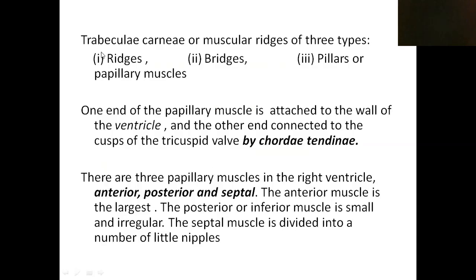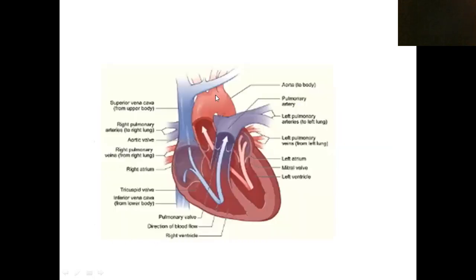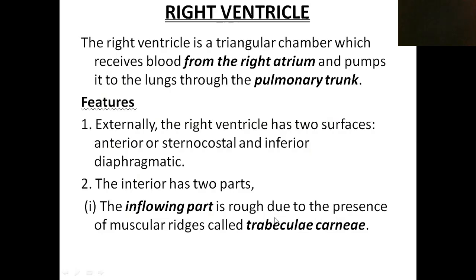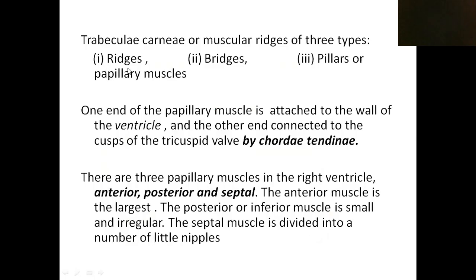In the trabeculae carneae, those muscular ridges, mainly three types are there: ridges, bridges, and pillars or papillary muscles. Some of them are ridges, muscular elevations; some of them are bridges; some of them are pillars or papillary muscles. Okay, we have to go through the papillary muscles in detail. So first of all, what is meant by trabeculae carneae? Elevations seen in the ventricle are known as trabeculae carneae. Basically, three types of elevations are there: pillars, pillar-like or papillary muscles, then bridges, which connect, then ridges.